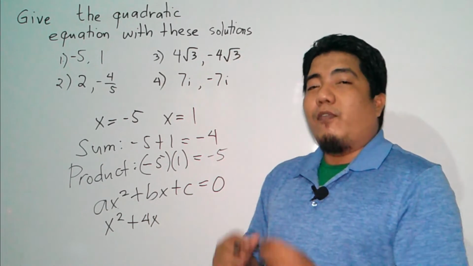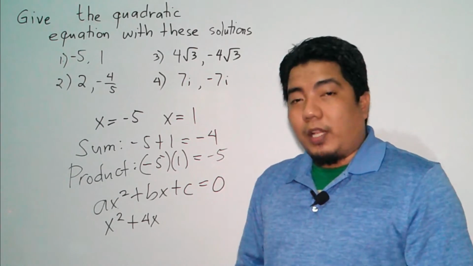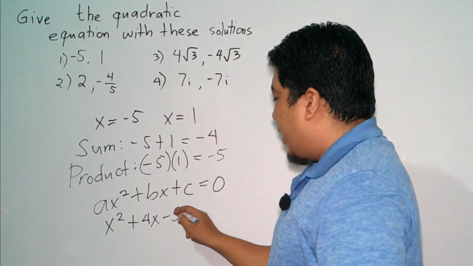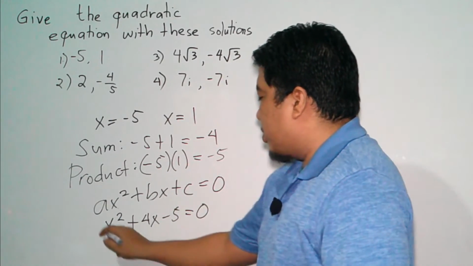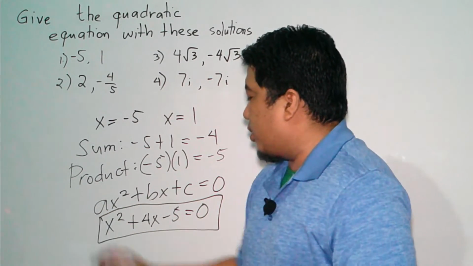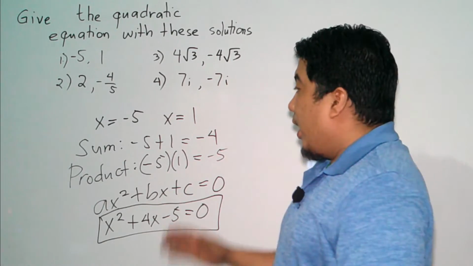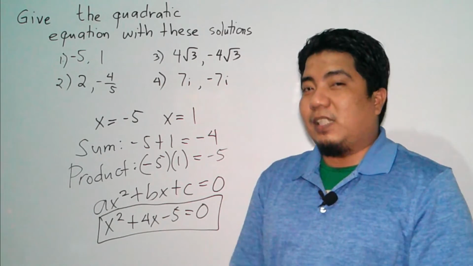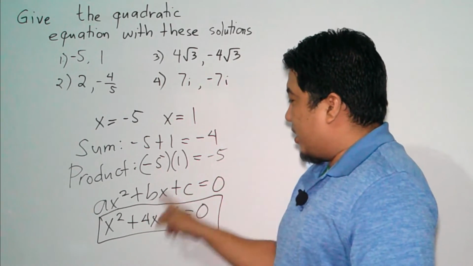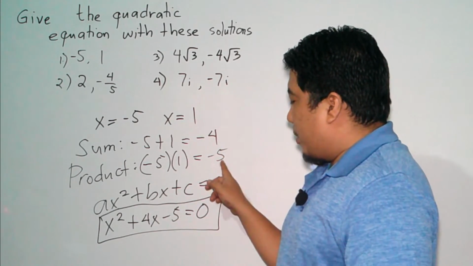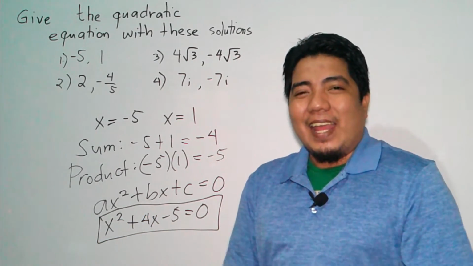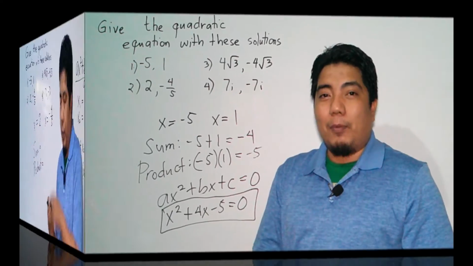And finally, our c is our product. So c here is negative 5, then we just copy negative 5 is equal to 0. And that is your final answer for the quadratic equation in which the two solutions are negative 5 and positive 1. Remember, the sum is opposite, while here in the product, they are the same. Easy, right?